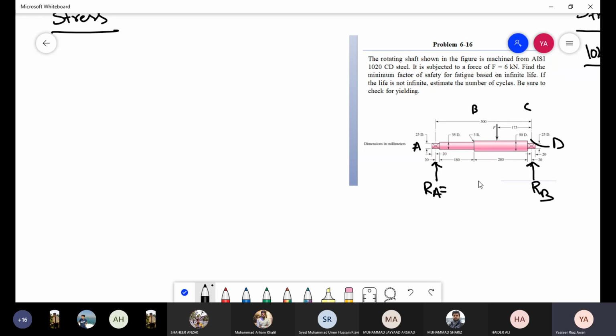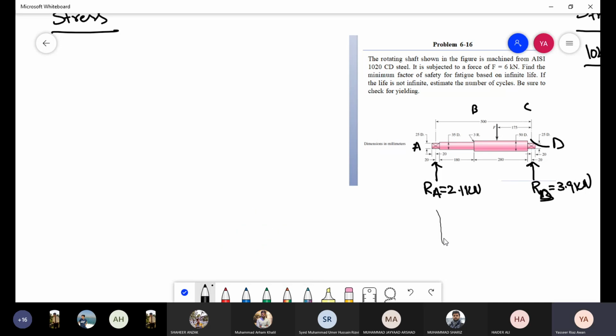So first, F is given, ठीक है। So you have to find these reaction forces. So reaction, I think you can do that. So we are not going to. So RA would be 2.1 kilonewton. RB. So looking at the figure, it's clear that RD would be more than RA. ठीक है.